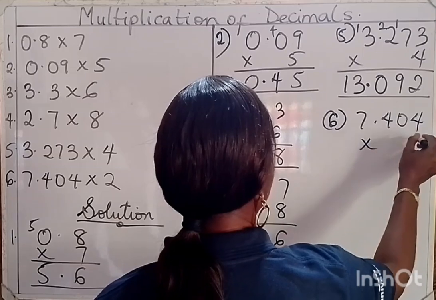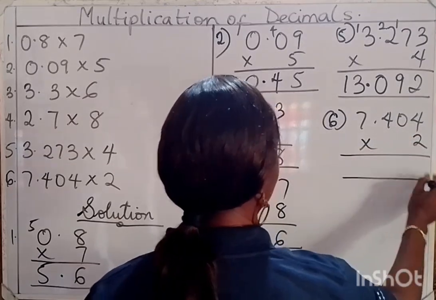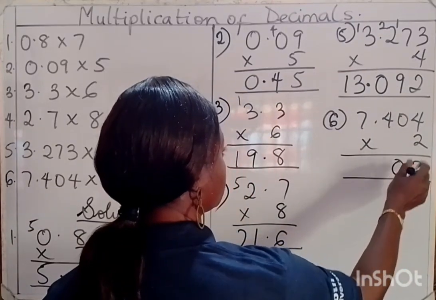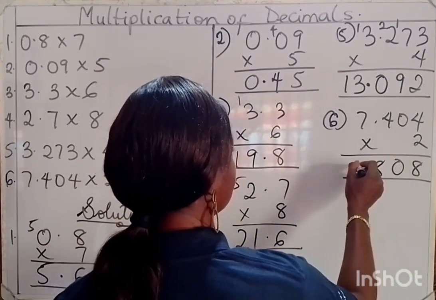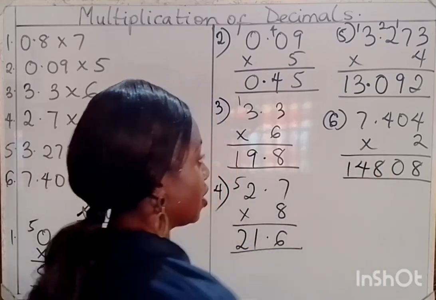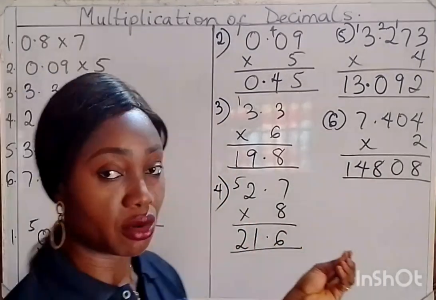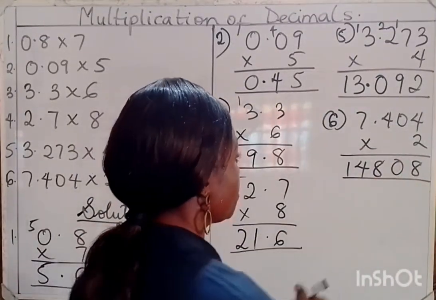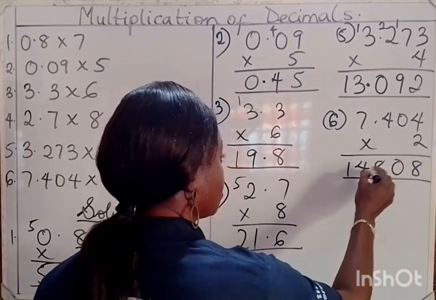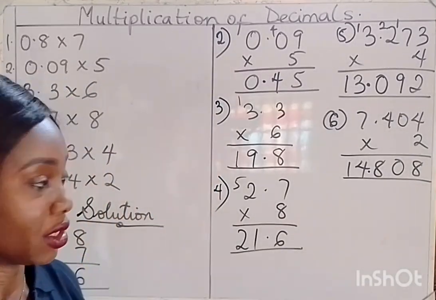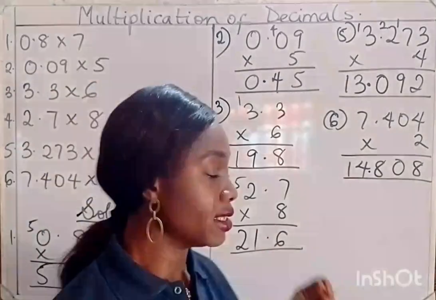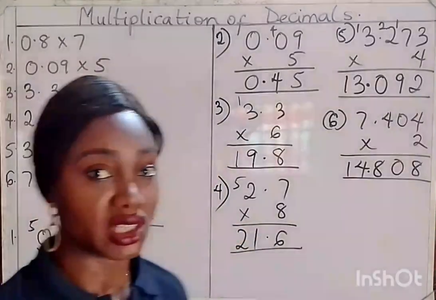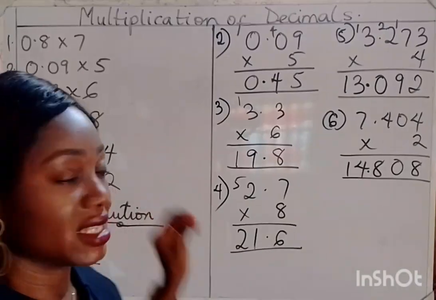Okay, now question number 6 says 7.404 times 2. Where 2 times 4 equals 8, 2 times 0 is 0, 2 times 4 is 8, and 2 times 7 is 14. Okay, now how many digits are we going to count to get our decimal? 3. 1, 2, 3, and then our decimal ends in between 14 and 8. Okay, so that makes our answer 14.808.